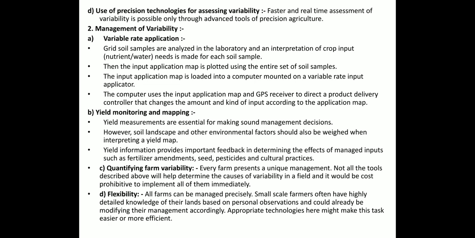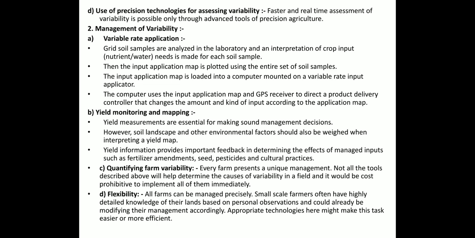The grid size samples are analyzed in the laboratory and the crop input needs are interpreted for each soil sample. Whatever the number of samples collected, it may be 100, 200 or 1000, each should be analyzed in the laboratory and interpreted, and inputs, for example nutrient or water, should be determined for each sample. Then the input application map is plotted using the entire set of soil samples. The input application map is loaded into a computer-mounted variable rate applicator, which gives exact information regarding the variability within the field regarding the nutrient or water.